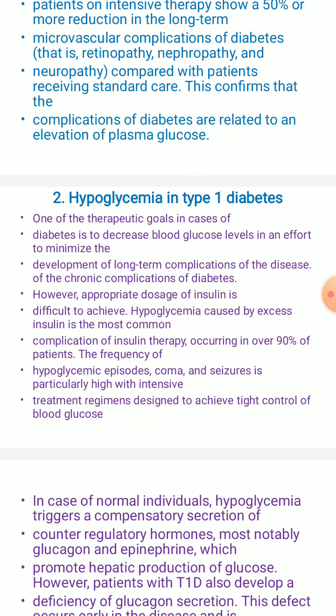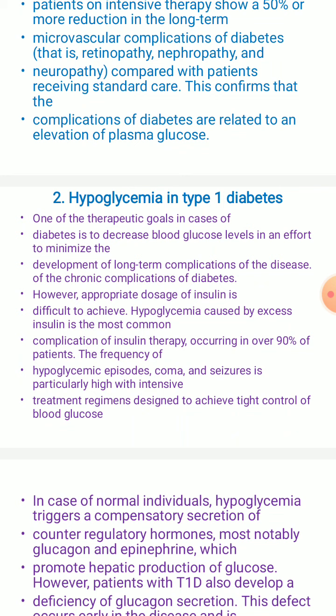So in case of type 1 diabetes, one of the therapeutic goals is to maintain the patient with a normal blood glucose. We have to treat the patient to avoid the hyperglycemic condition, and at the same time we have to take care of that without precipitating a hypoglycemic condition. So what is going to happen?